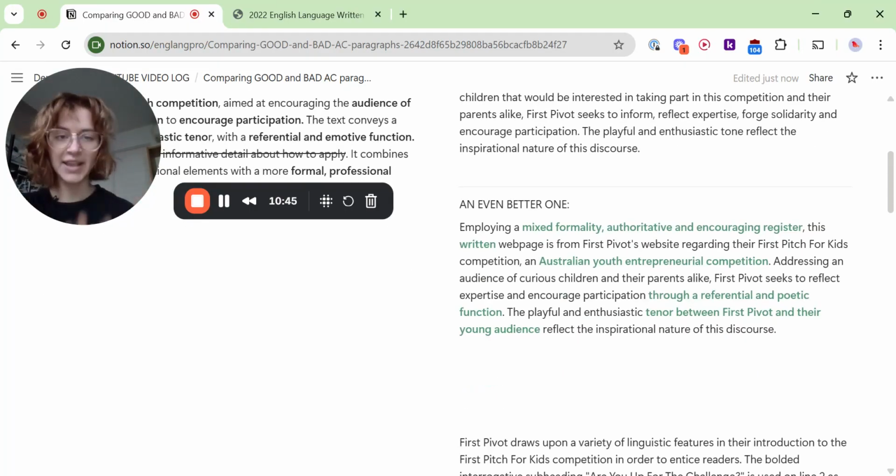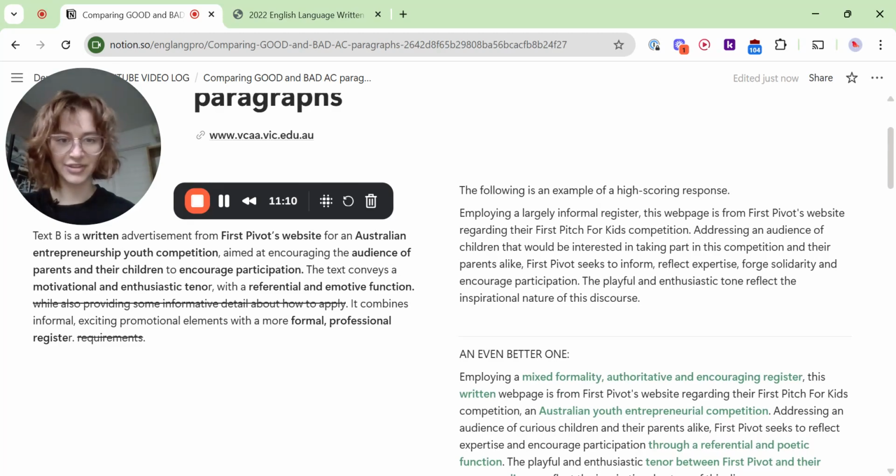So I've taken this introduction and I've improved it even further. So employing a mixed formality, authoritative, and encouraging register. So remember that register is not just formality. It actually, in the study design, talks about how language changes to fit the entire context of a discussion. This written web page, I think they didn't even talk about the mode here. So I'm not sure really that VCAA should be saying this is a high scoring response when there are clearly some very, very, very small things that could have elevated it a lot.